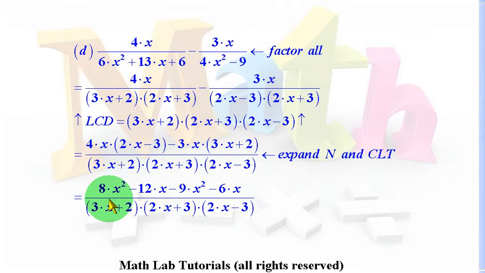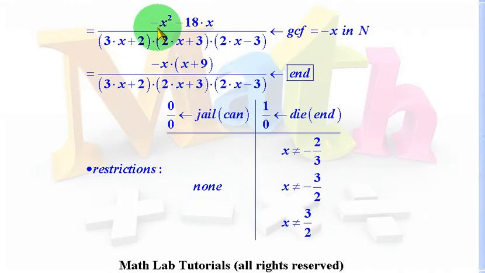So when you expand the numerator, you get a 4x dot 2x is 8x squared, 4x dot negative 3 is minus 12x, minus 3x dot 3x is minus 9x squared, and minus 3x dot 2 is minus 6x. In the next slide, what you want to do is collect like terms here. And when you collect like terms, you get a minus x squared minus 18x. The denominator remains intact. Do not touch it. And we look at the numerator and we conclude that the GCF is minus x. So you can factor out a minus x in the numerator. When you do that, you get minus x bracket x plus 9.